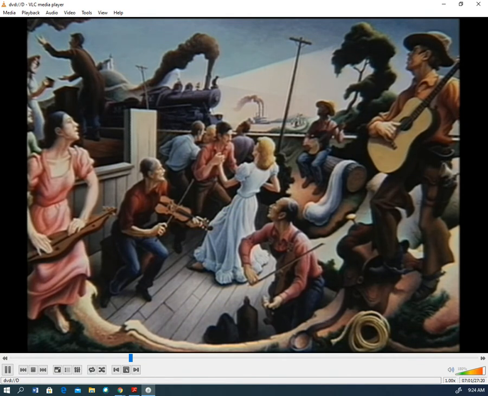Thomas Hart Benton's paintings satisfied the taste of ordinary Americans who did not know much about art, but loved to look at things that they could understand. The painting showed familiar subjects in realistic compositions, bustling with life and energy.